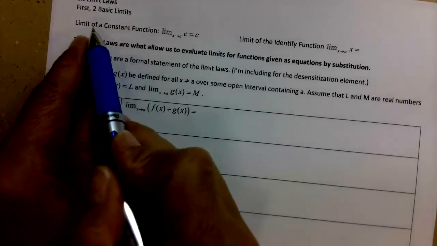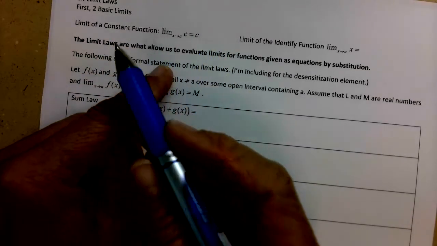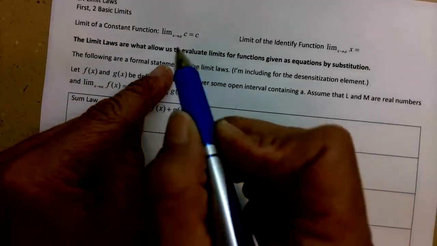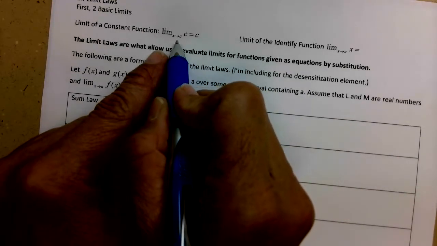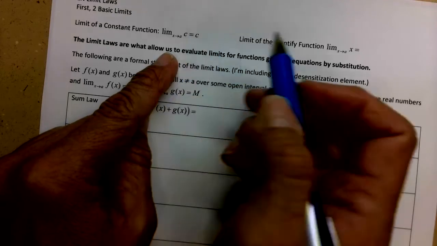The first one is the limit of a constant function. A constant function, remember, its graph is a horizontal line. So the limit as x approaches a of c, where c is our constant function, is equal to c.